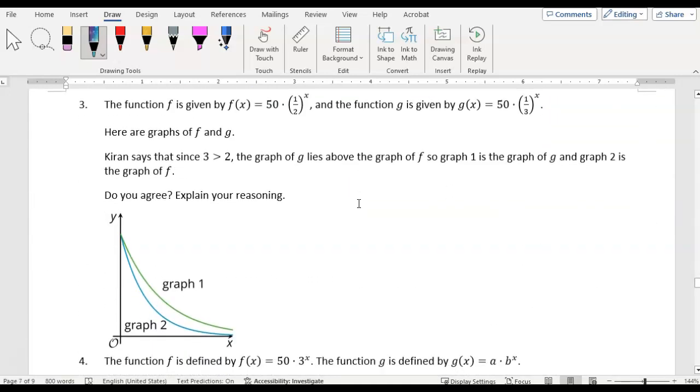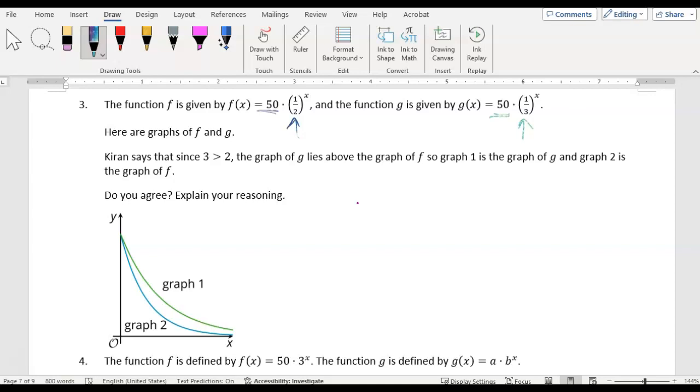For number 3, the function f is given by f of x equals 50 times 1/2 to the power of x, and the function g is given by g of x equals 50 times 1/3 to the power of x. So both of these have the same starting value, but they have a different factor. 1/2 means that we're retaining more, we're retaining 50%, whereas 1/3 means we're only retaining about 33%.